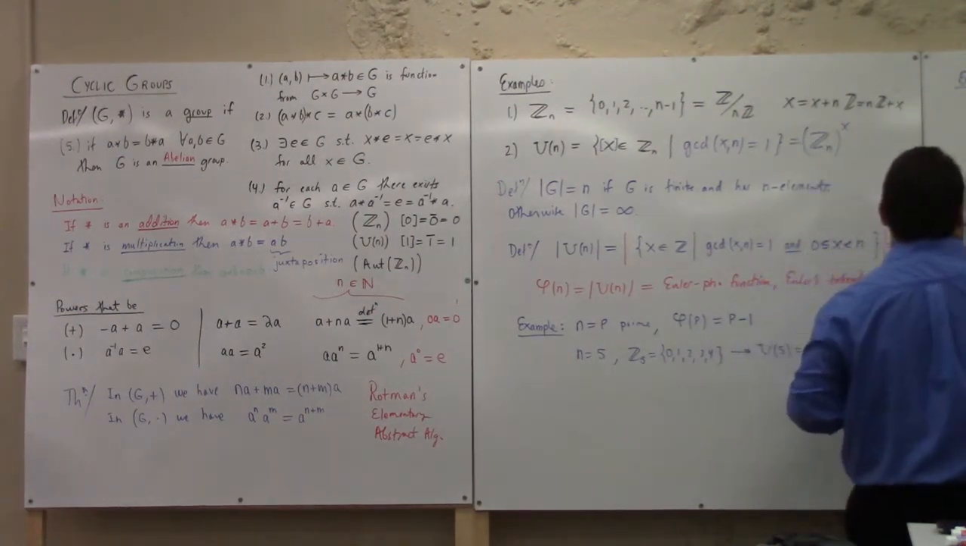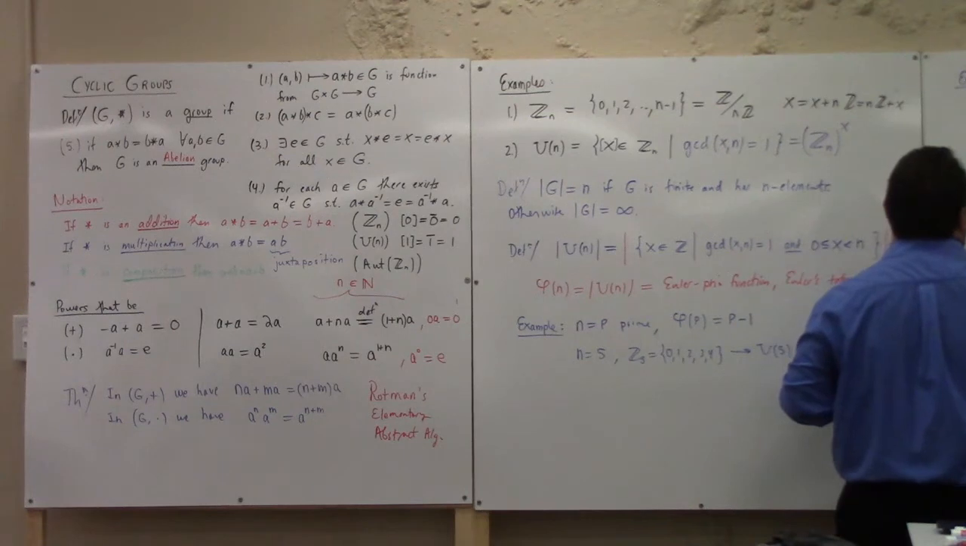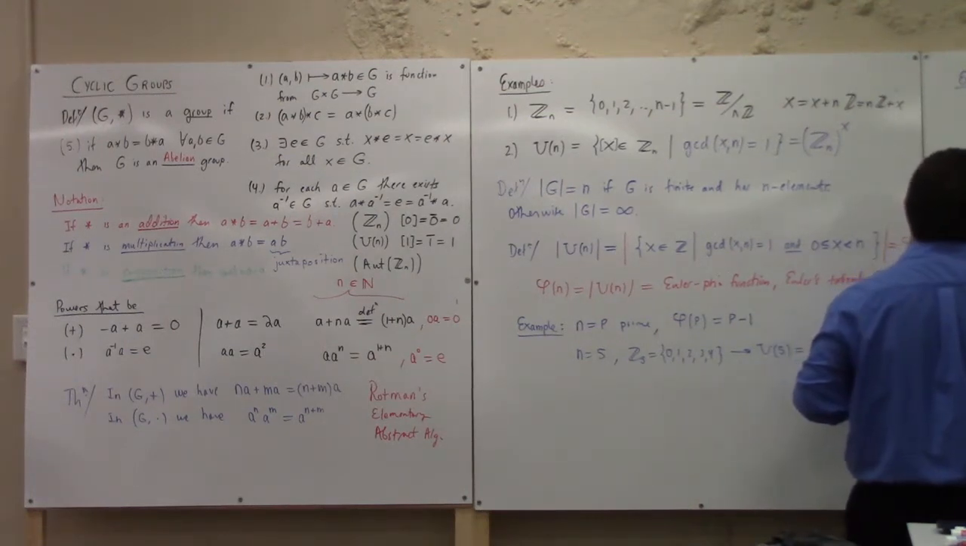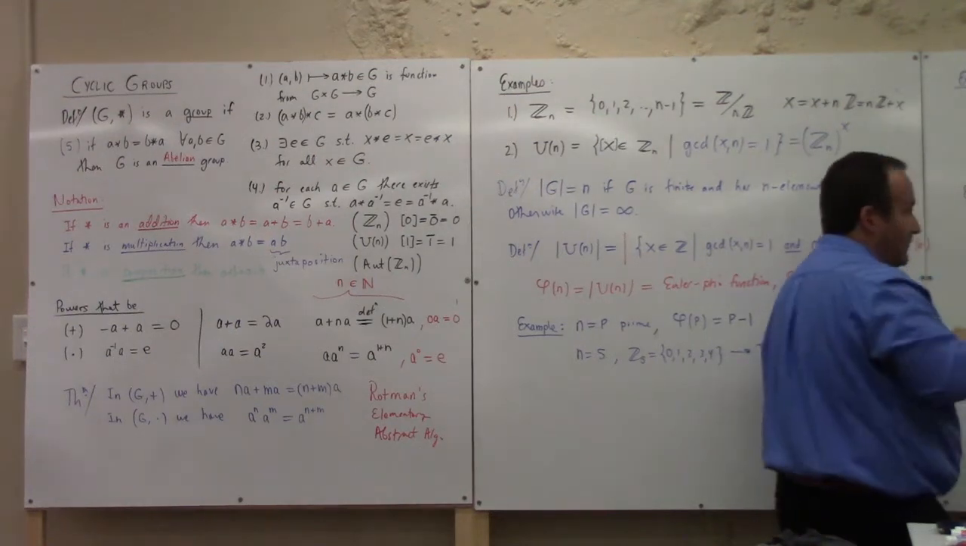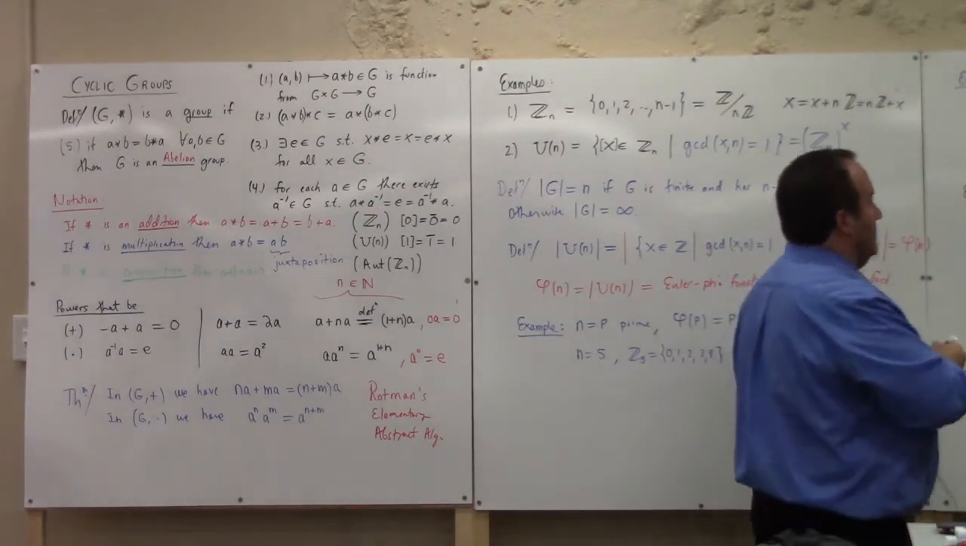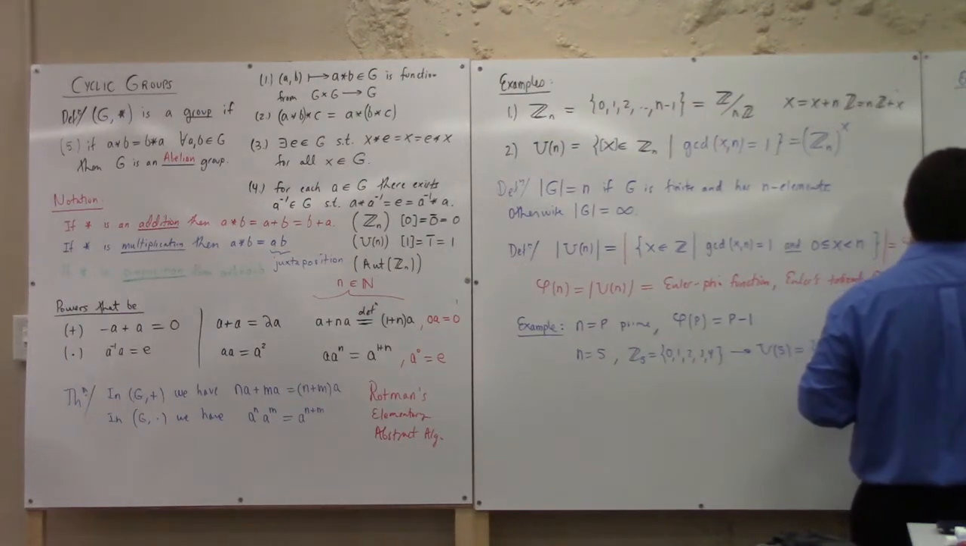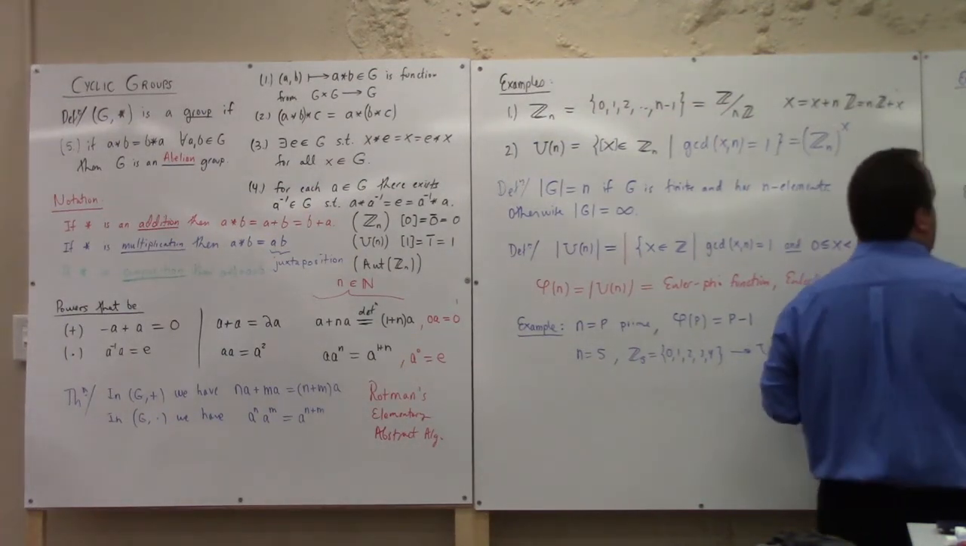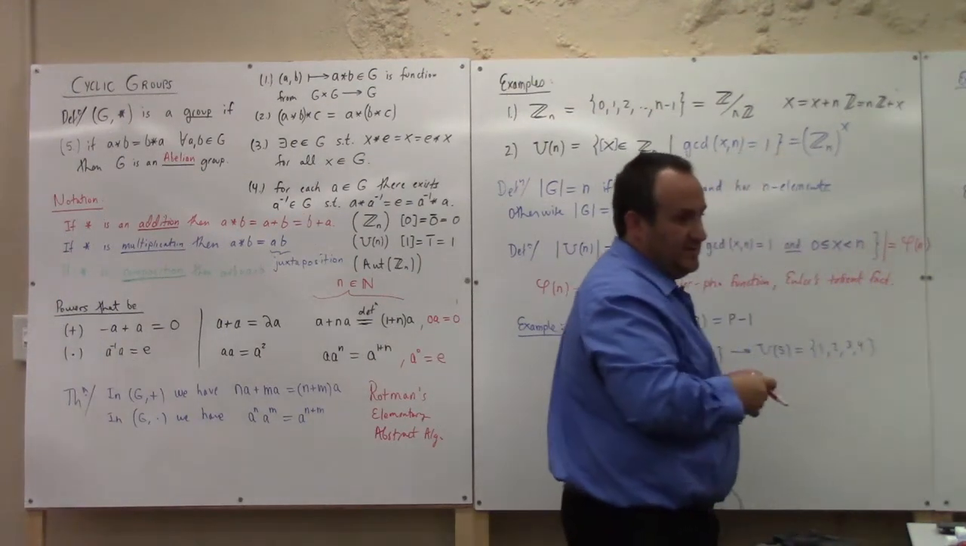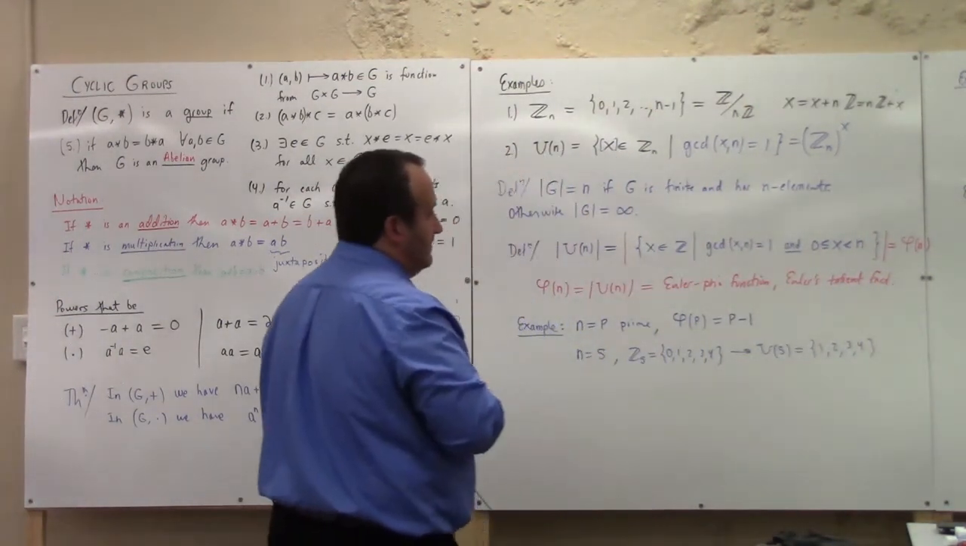Let's look at 5 squared. What's phi of 25? By the way, what did we just figure out? What was phi of 9? 6. There's six elements in the group of units there.